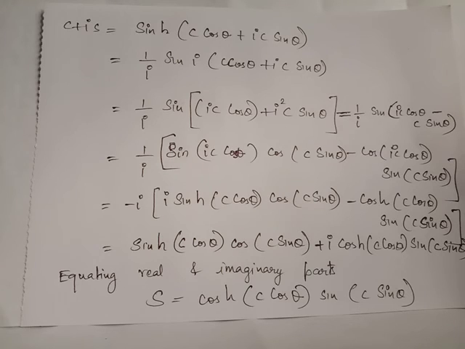1 by i is equivalent to minus i. Now we multiply this minus i inside the square bracket to each term, and i square is replaced again by minus 1 so as to separate real and imaginary parts. Observe that the imaginary part in the RHS is cosh(c cos theta) sin(c sin theta), and the imaginary part in the LHS is S, which is the sum of the given series. Thus, equating real and imaginary parts of LHS and RHS, we obtain S equals cosh(c cos theta) sin(c sin theta).